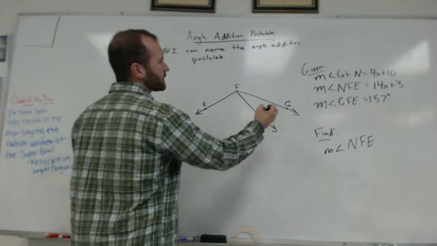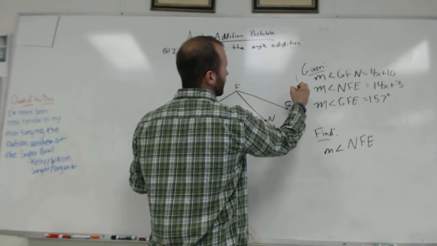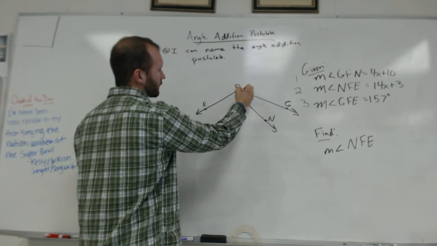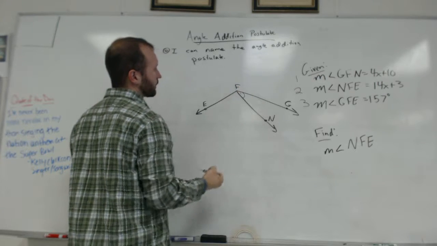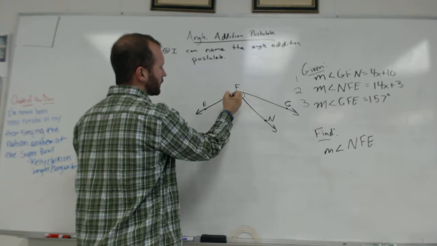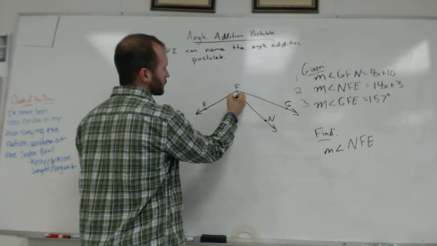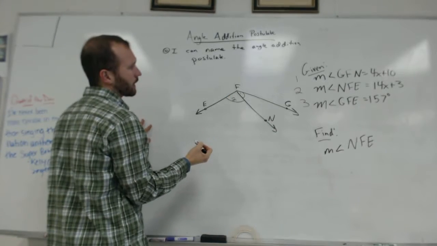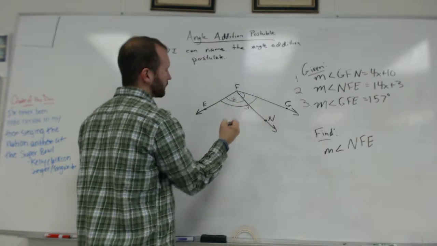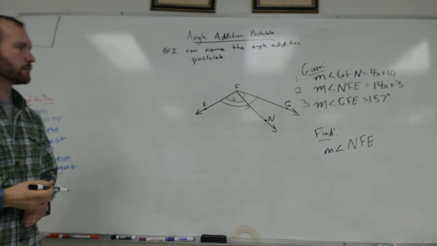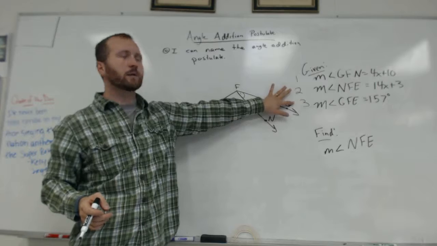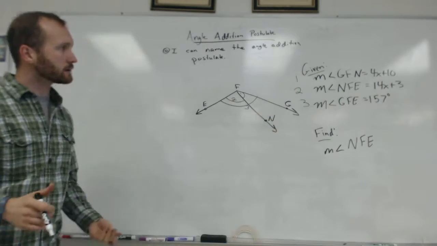Okay, let's number these. So let's say GFN is 1, NFE is 2, and GFE is 3. So GFN, that's this angle, right here, that's 1. NFE, that's this angle over here. We'll call that 2. And then GFE is the whole thing. We'll call that 3. So we know that 1 plus 2 has to equal 3, right? You guys see that?